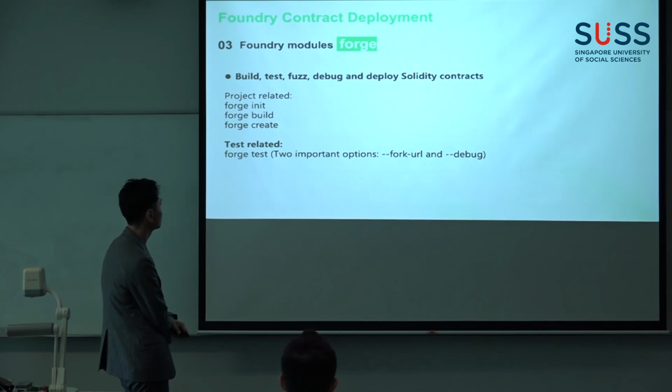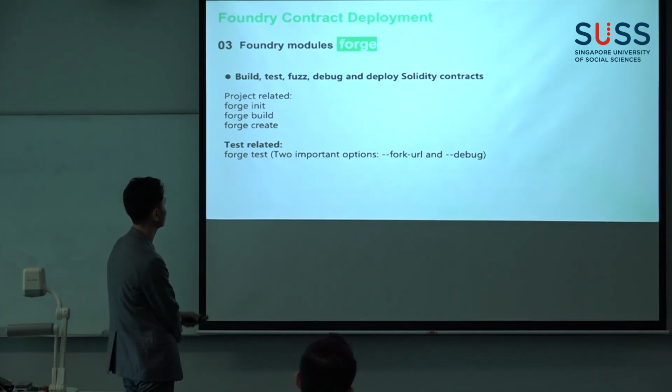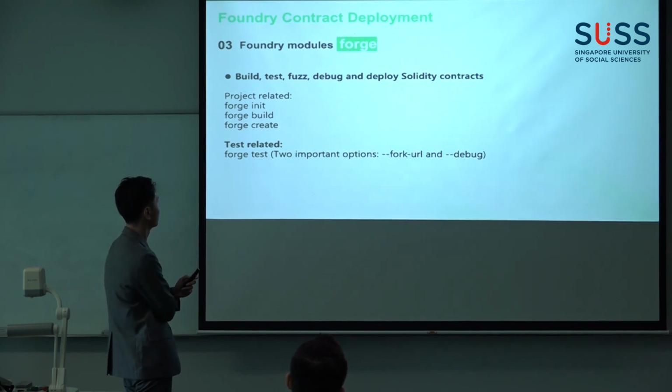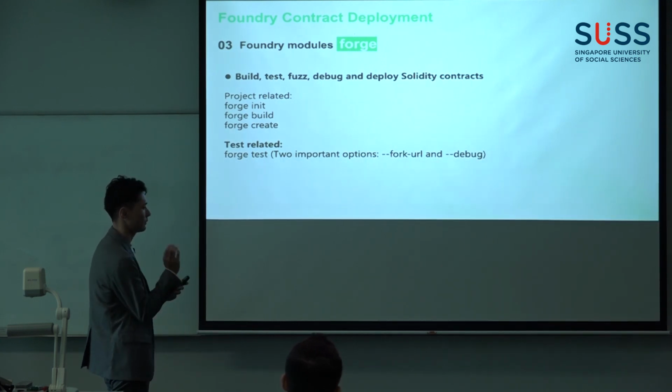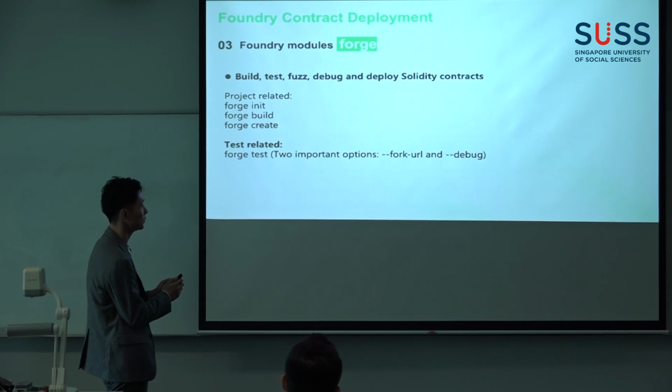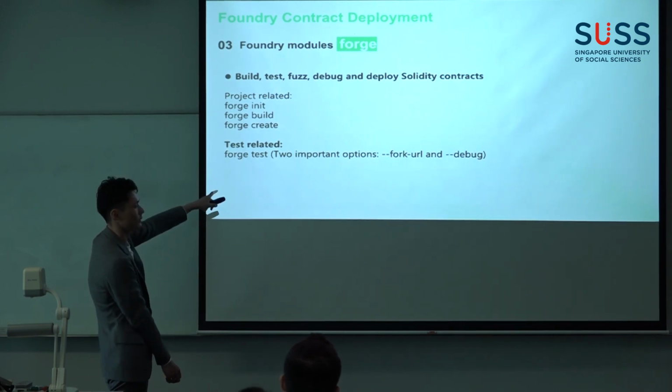Forge is the main module. It's used for building, testing, fuzzing, debugging, and deploying. When we try to create a project, we just type forge init. And when we put in our contracts, we use forge build. Also, there are different options for testing.